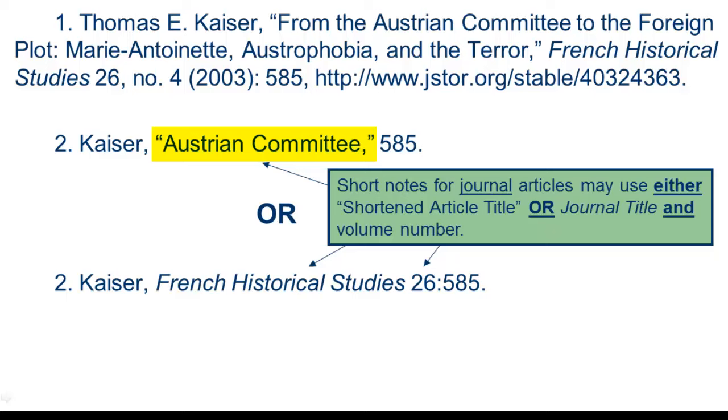And again, I'm capitalizing the words there, so Austrian Committee. And then the page number of my note. Or you could, instead of the title, include the journal title and the volume number with a colon before the page number. You have a choice when you're doing a short note for an article. Both of them will include an author and both of them will include the page number, but it's your choice if you want to go with the shortened article title or if you'd like to use the name of the journal and the volume number.